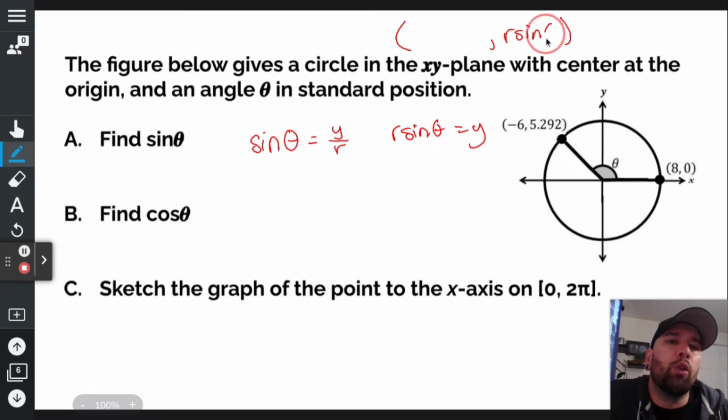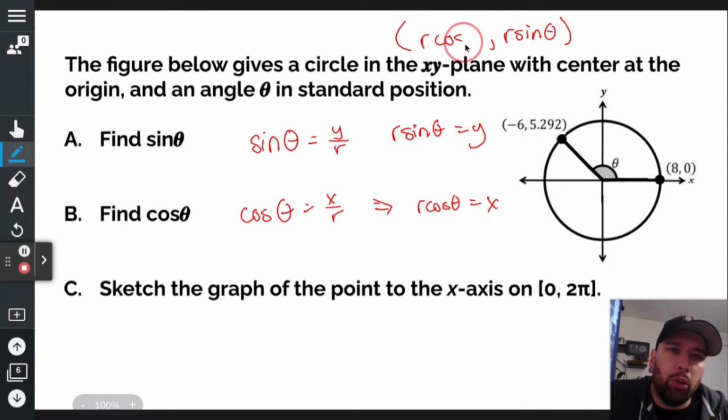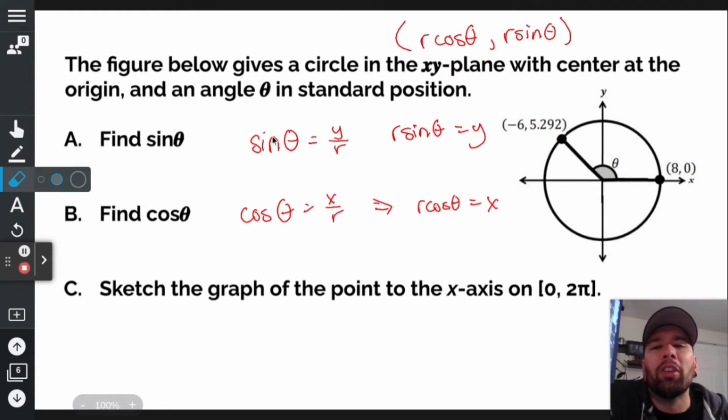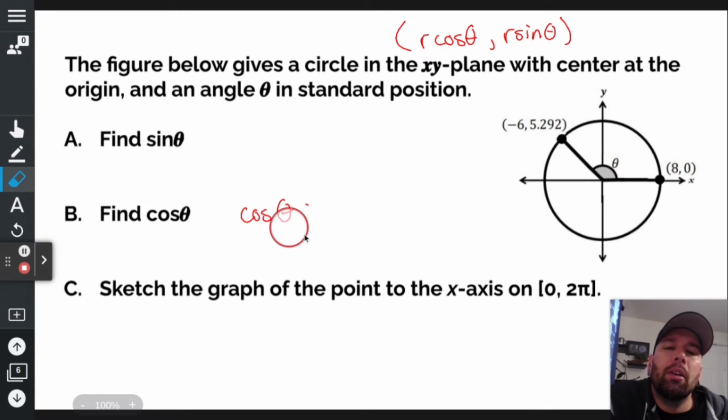And if you're wondering, well, isn't cosine theta x over r? Which means that if you multiply both sides by r, r cos theta is x. Wouldn't we have that? You're absolutely right. Good job. If you were saying that with me, good for you. All right.